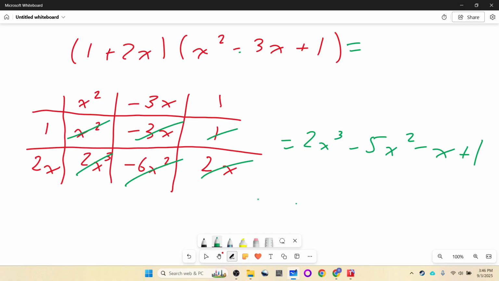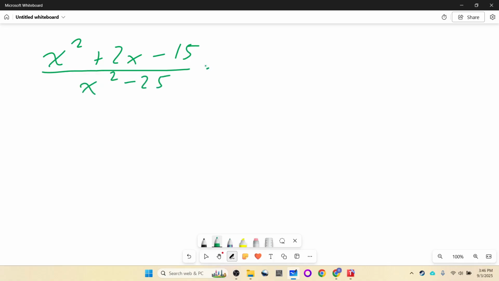Let's turn to the back. Okay. X squared plus 2x minus 15 over x squared minus 25 times x minus 5 over x plus 2.